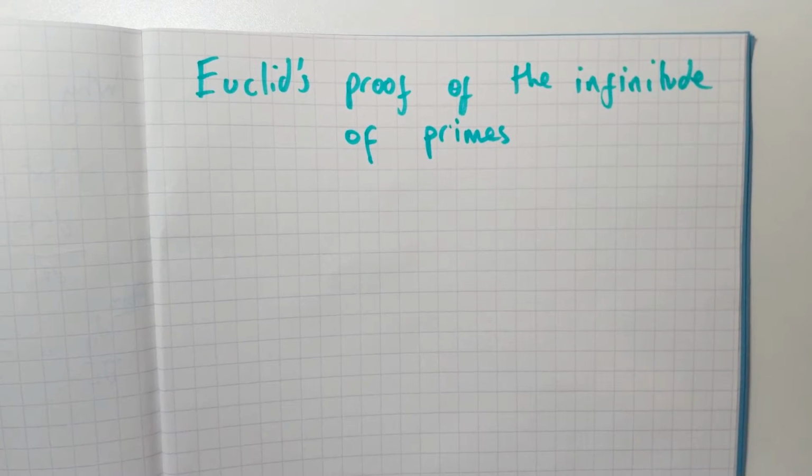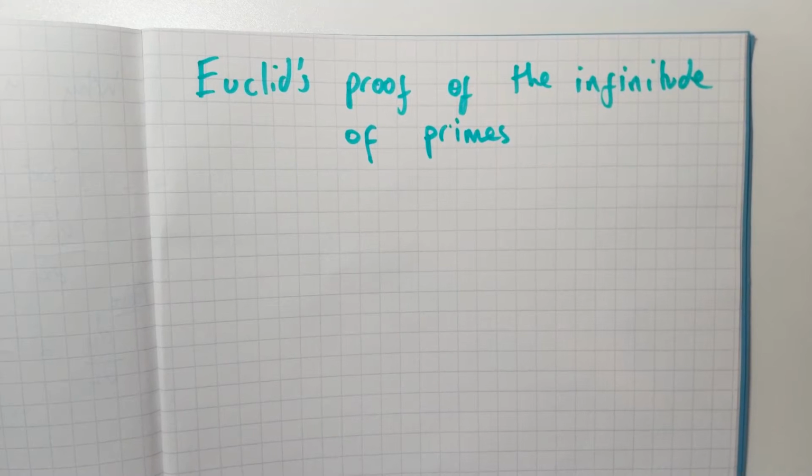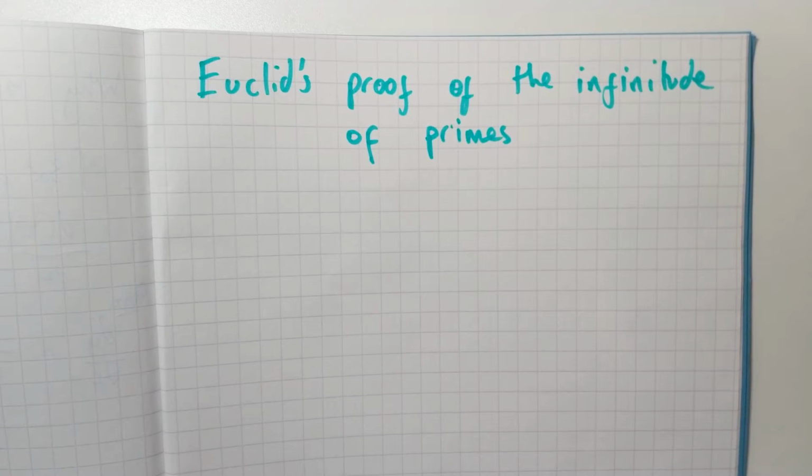Right, today we're going to be discussing Euclid's proof of the infinitude of primes. Basically, it's a proof that there are an infinite number of primes. And to do that, the method of proof is proof by contradiction. There's lots of different ways of proving things in maths. You can use proof by deduction, proof by contradiction, which we're going to do today, or proof by exhaustion.